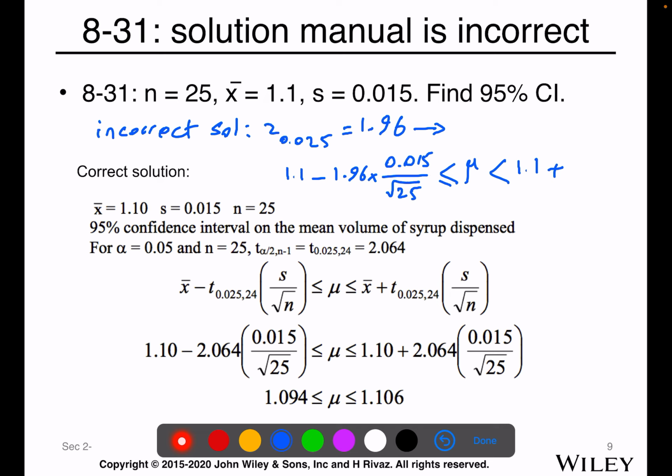So we see the interval that we find with the correct solution is between 1.09 and 1.1. With the incorrect solution, we actually find a tighter bound, a smaller bound, which makes sense because the normal distribution always has thinner tails compared to the T distribution. So note that all of this was the incorrect solution at the top. The correct one is the one typed.